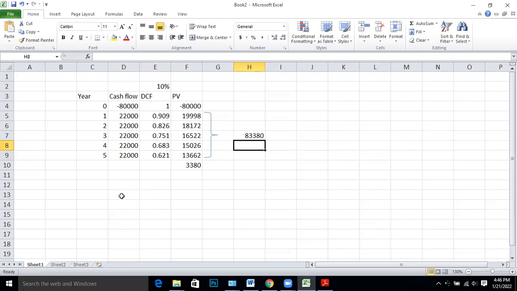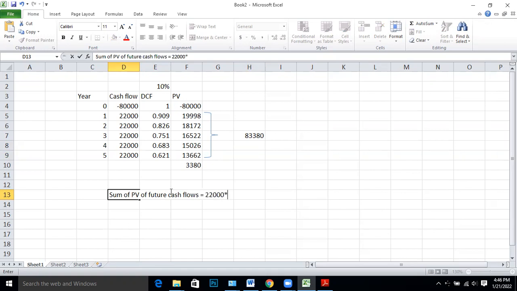We have a shortcut for this. Look at this. The sum of PV of future cash flows will be that 22,000 multiplied by the cumulative PV factor. What's the meaning of cumulative PV factor? I'll show you. Look at this. 22,000 is the annual amount.